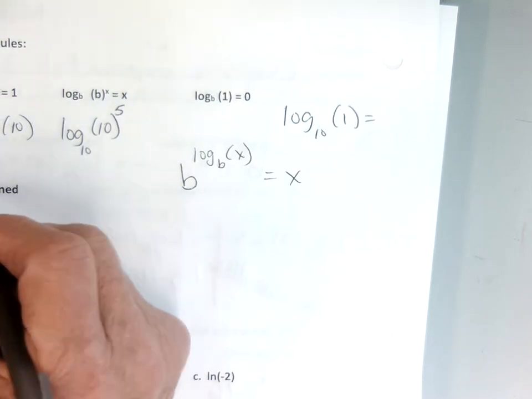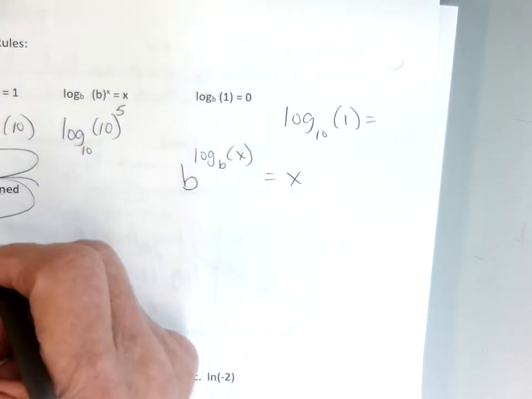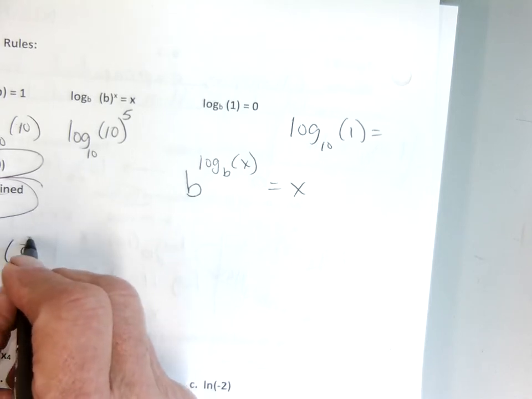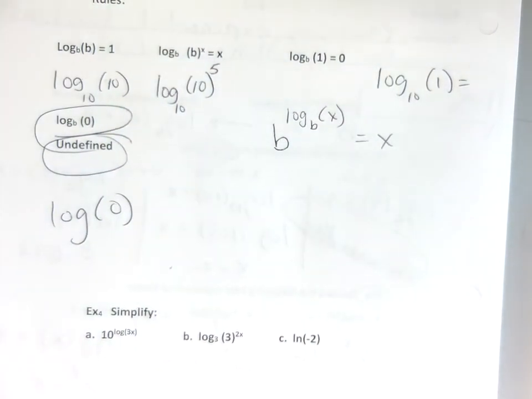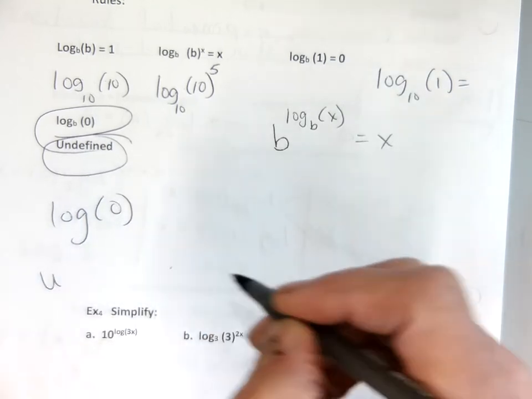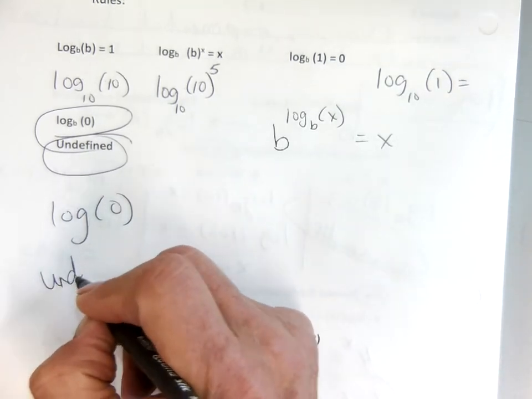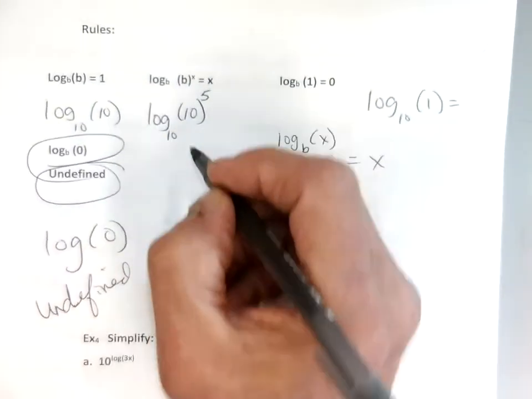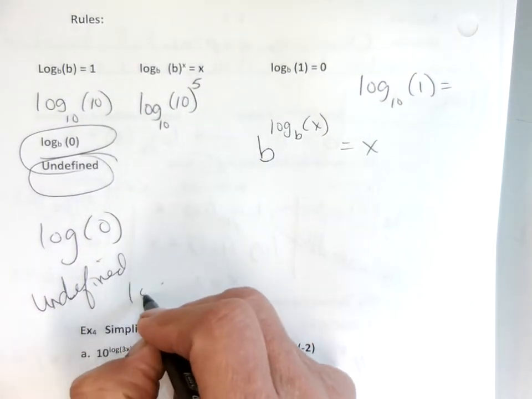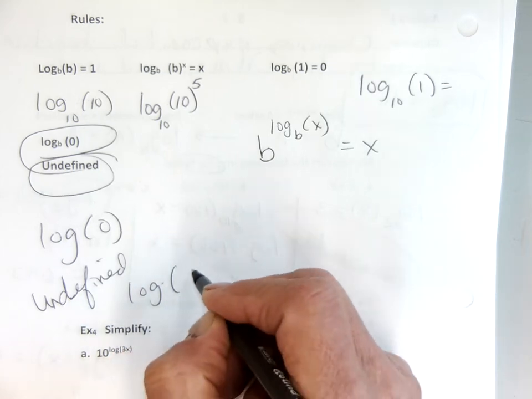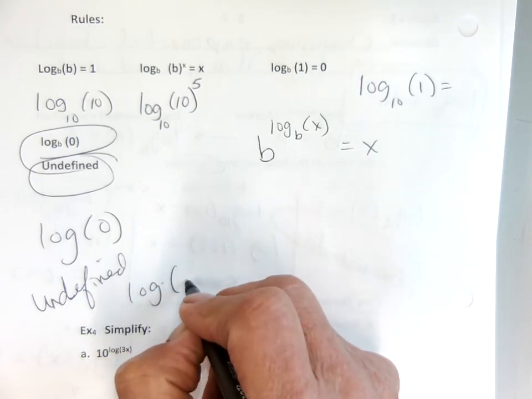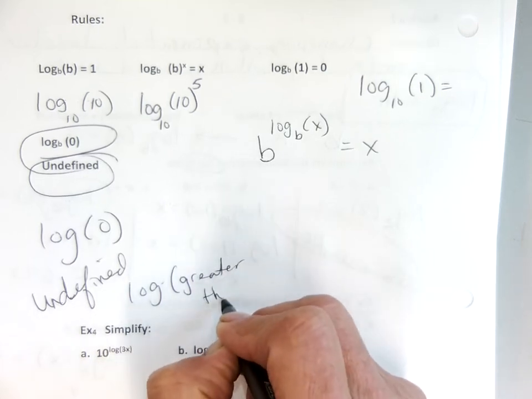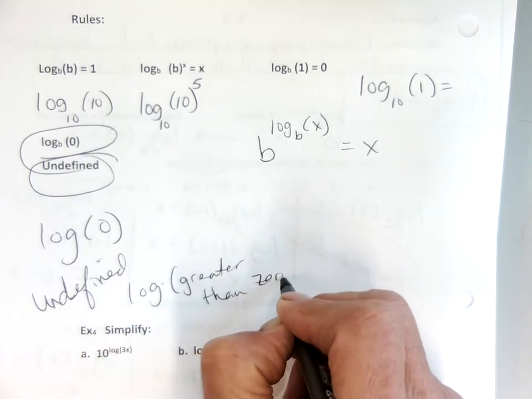You can't do this, undefined. So try log of 0. Doesn't work, it's undefined. In fact, logs always have to be positive. Here's the thing: the argument of a log always has to be a number greater than 0. We're going to talk more about that in a little bit, okay?